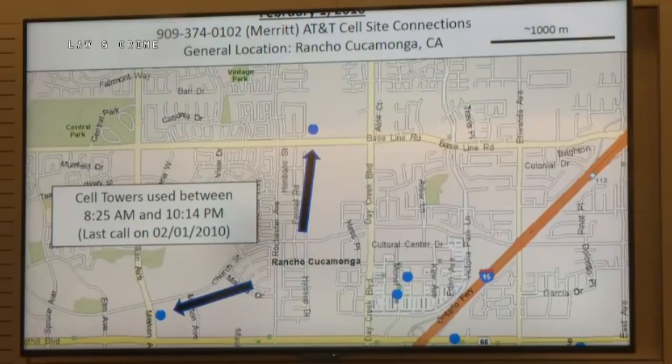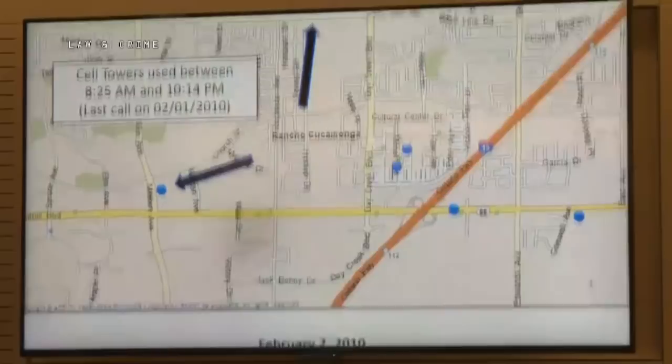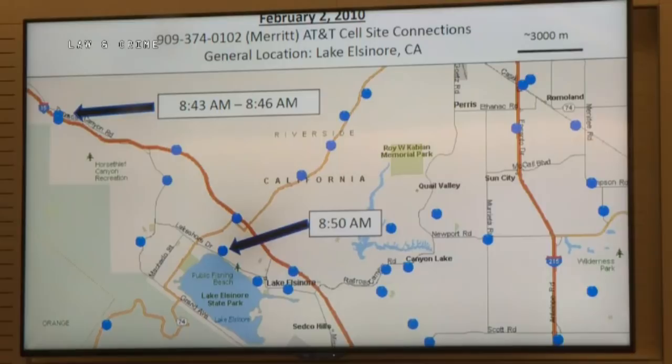So 444, you have that in front of you? Yes. Okay. Can you tell us what that is? This is the next day because the previous map concluded at the end of February 1st, so this is February 2nd, with the first call appearing at 8:43 a.m. and it's in the Temescal Canyon area, which is south of Corona.